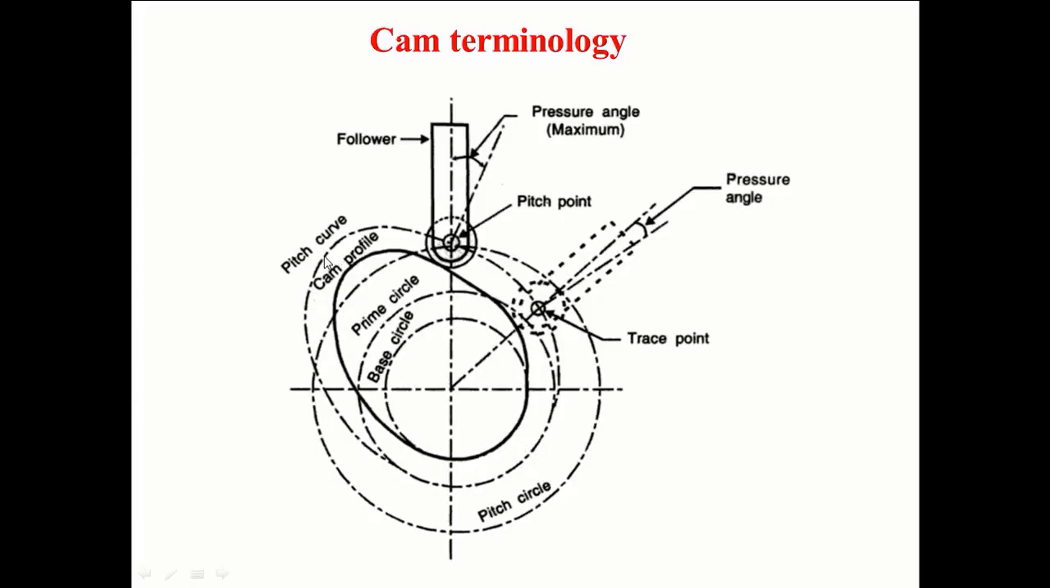Minimum circle or the smallest circle that can be drawn to the pitch curve from the cam center is called the prime circle. Prime circle is the smallest circle that can be drawn to the cam profile or pitch curve, in fact, from the cam center.